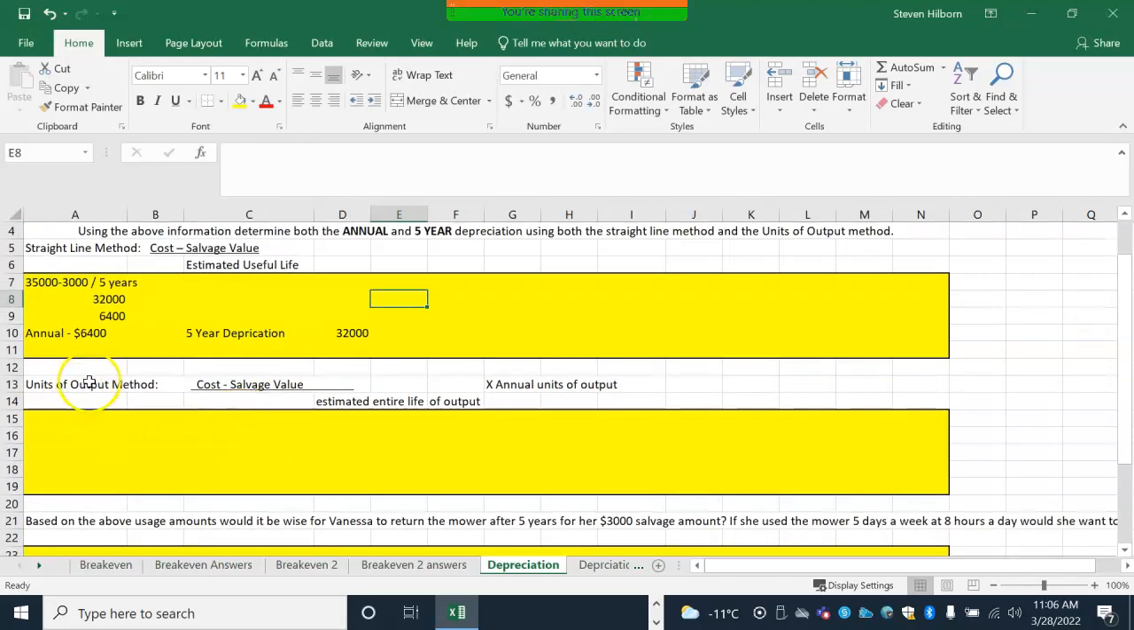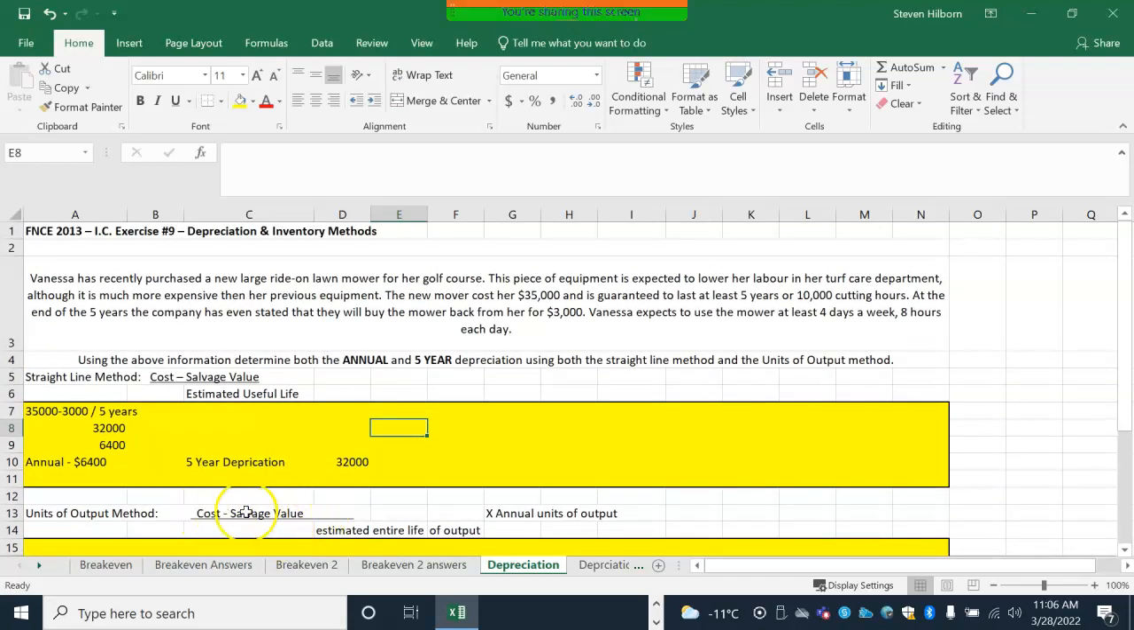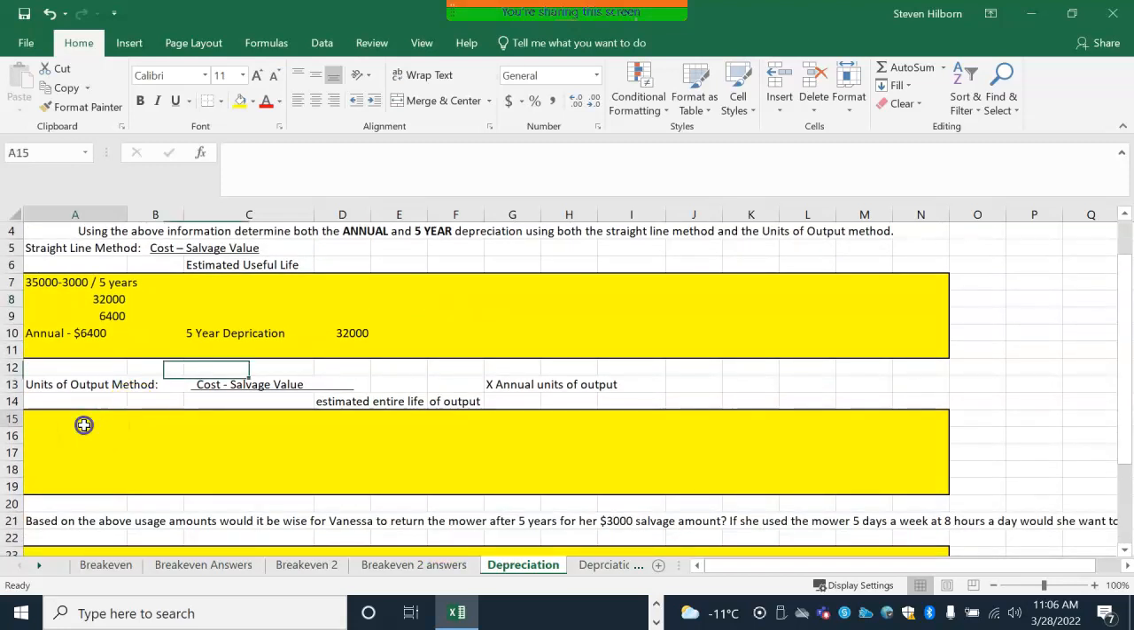Now, we're going to do the units of output method, which is a little bit more difficult. So cost minus salvage, so it's still going to be that 35,000 minus 3,000. Then we're going to divide it by the estimated entire life of output, which they think it'll last you 10,000 cutting hours. So that would be 32,000 divided by 10,000.